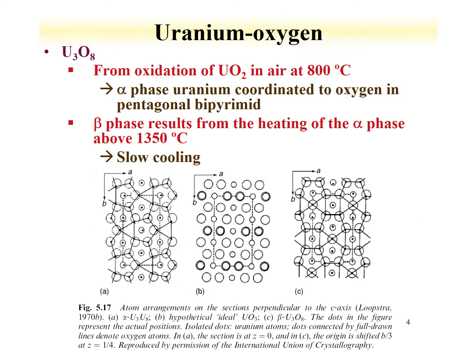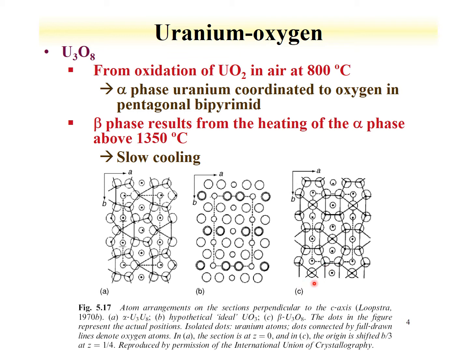Another important uranium oxide species is U3O8. And this is formed from the oxidation of UO2 in air at 800 degrees. There's two phases, an alpha phase and a beta phase. That means it's U3O8 with different structures. And pictured here are some of the different structures. This is the alpha U3O8, should be U3O8, not U3U8 as shown here.